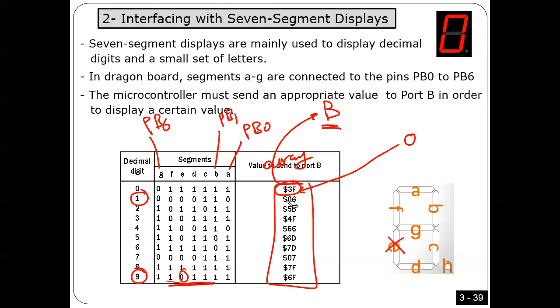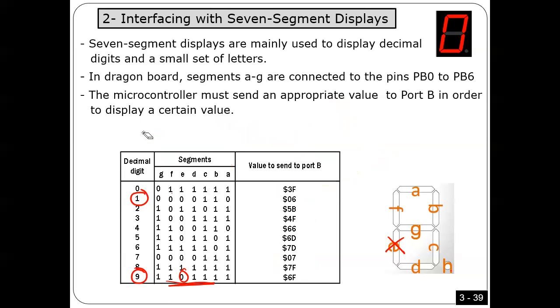So let me summarize. How can you program one? Again, here I'm explaining only one 7 segment. Then I'm going to explain how you can program more than one. So to program one, number 1, guys, I have to enable it. You have to enable it. How can you enable it?